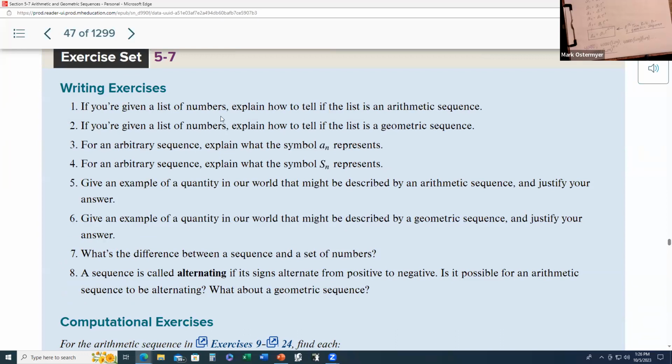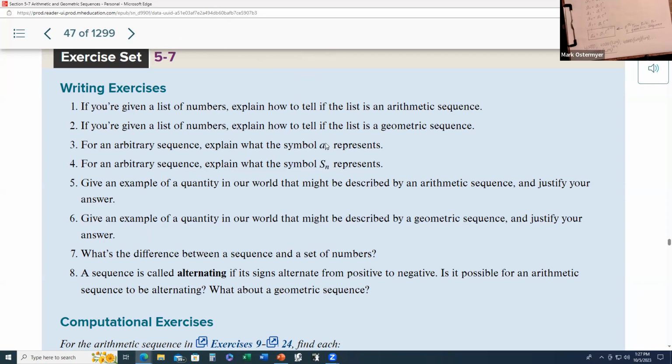If we're given a list of numbers, could anybody explain for us how we can determine if it's an arithmetic sequence? How would we know? Arithmetic sequences must possess a common difference, right? Common difference. How would we know if we have a geometric sequence? Number two. All geometric sequences must possess a common multiplier, or common ratio, exactly. All right.